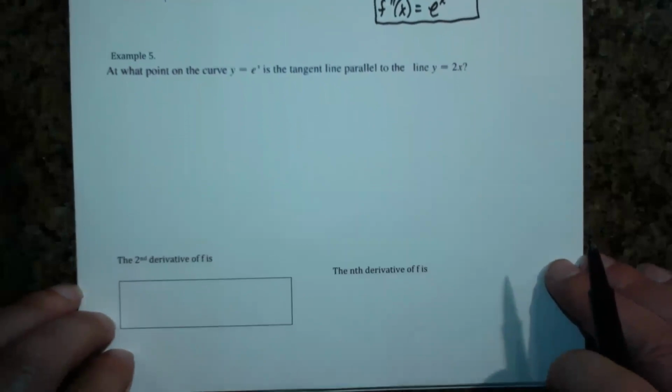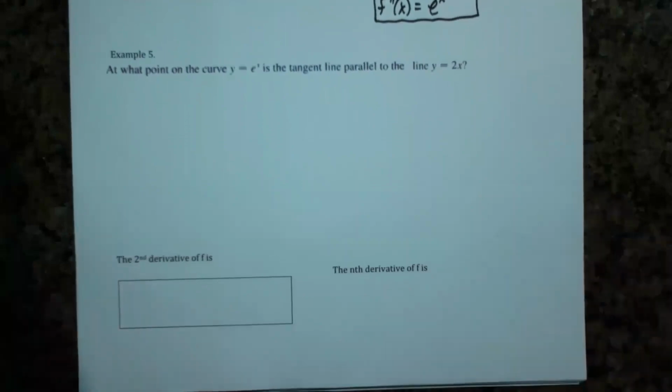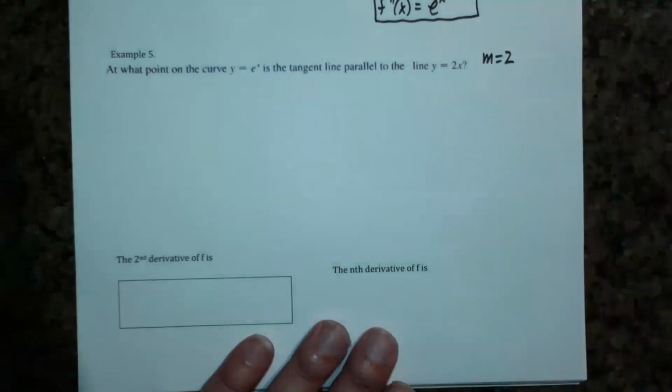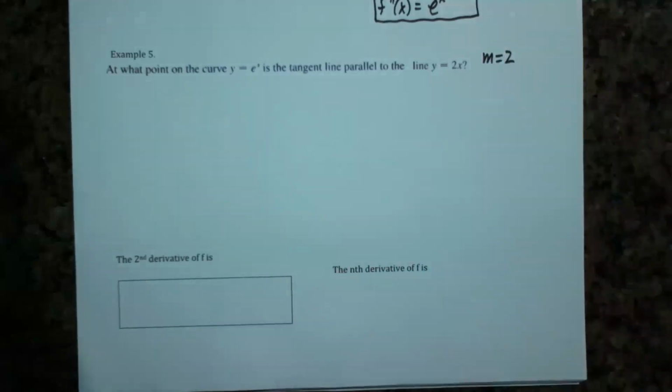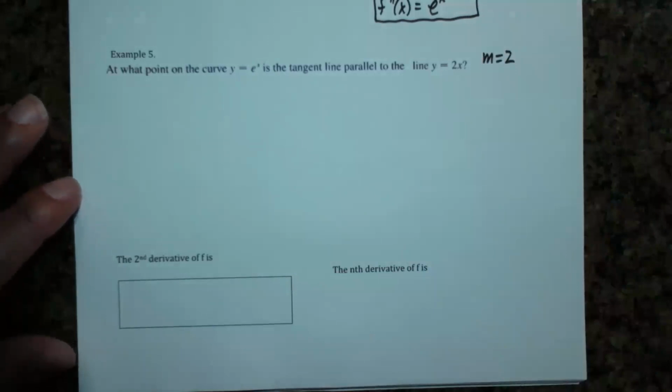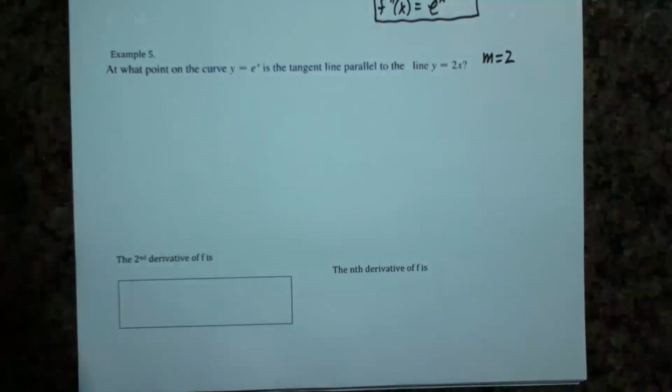All right. Let's move on. At what point on the curve y equals e to the x is the tangent line parallel to the line y equals 2x? Here's the key. We're looking for a slope of 2. Now, we're looking for the point on the curve with a slope of 2. So let's draw a little picture, just to get an idea of what it is that we've been looking at here.